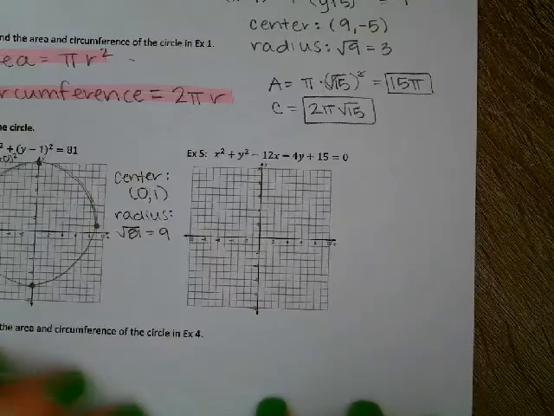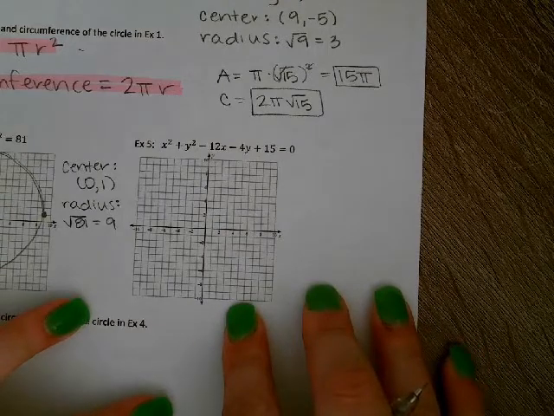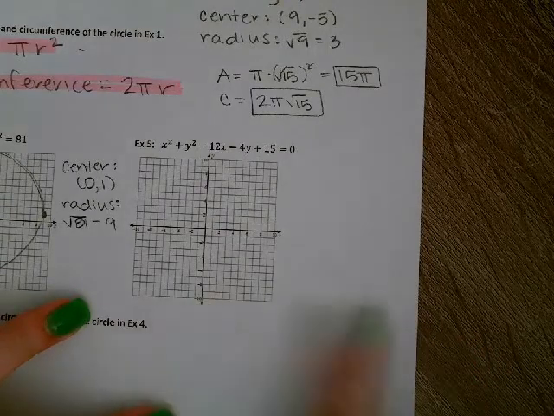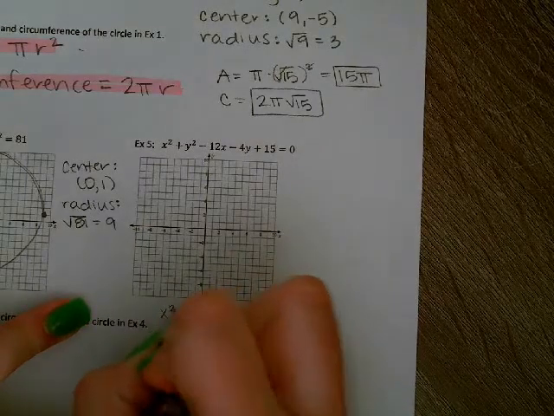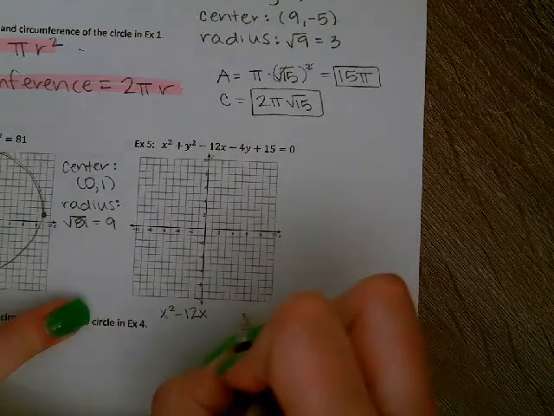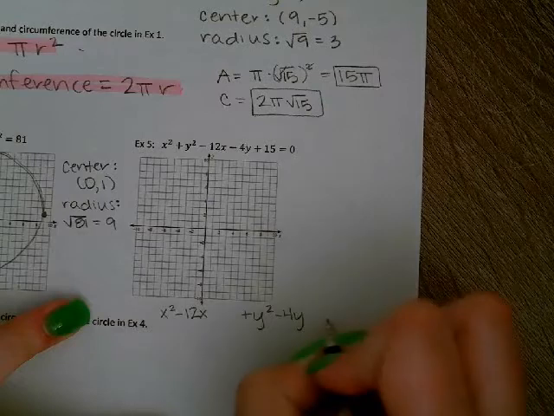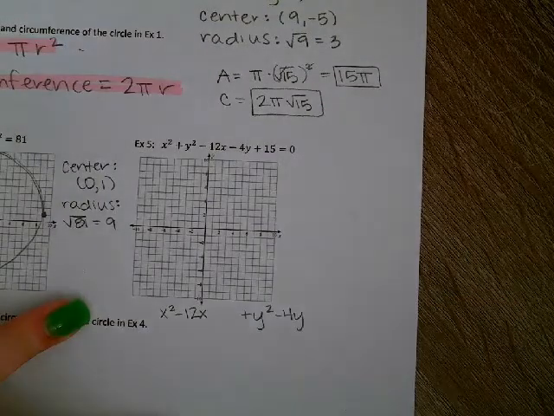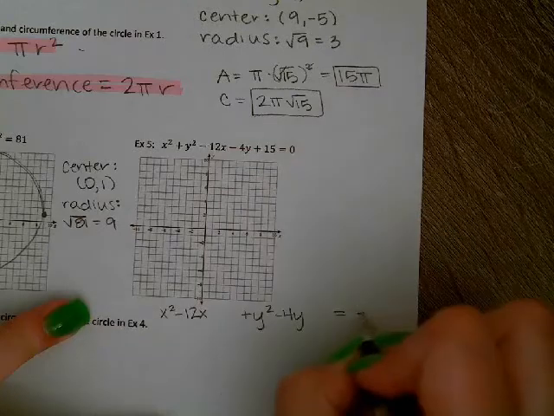All right, let's go ahead and do the next problem, example 5. So this one, again, is the same as example 2, where we're going to do that completing the square process. I'm going to do the work down here. So I'm taking my x's, x squared minus 12x. I'm separating them from the y's. And then I've got y squared minus 4y. I'm leaving a space. And then I've got my 15. I'm going to subtract it over to the other side.